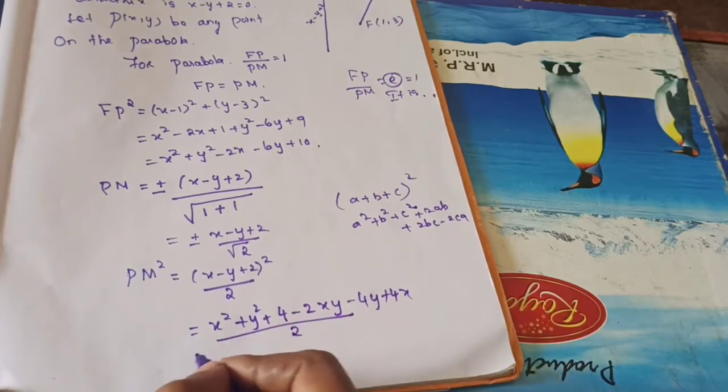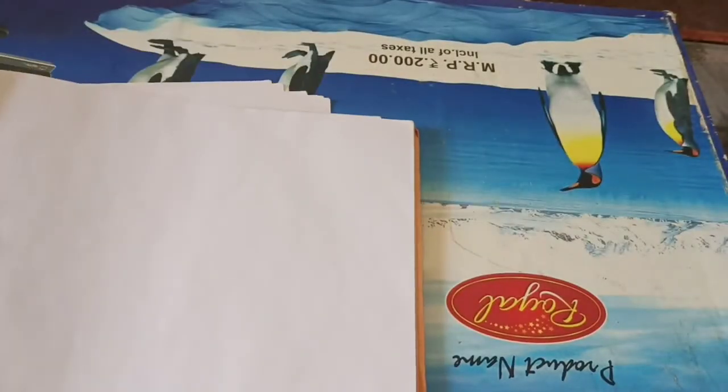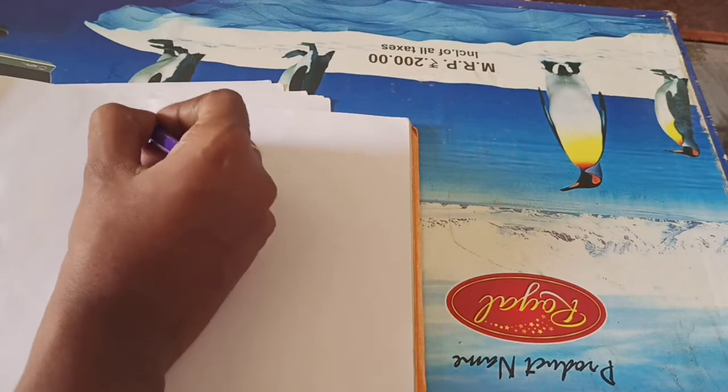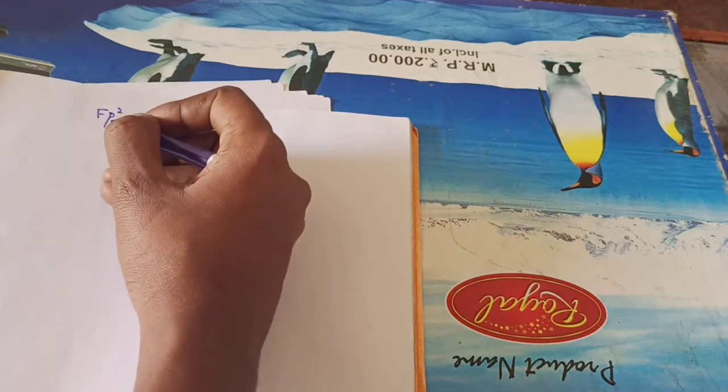Okay. So now what did he do? What I said, the distance will be constant. Is it right? The distance will be the constant. The reason is FP is equal to PM. You have written there. So FP equal to PM, same as that, FP square is equal to PM square. So apply the values here.